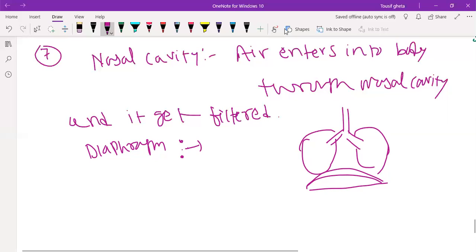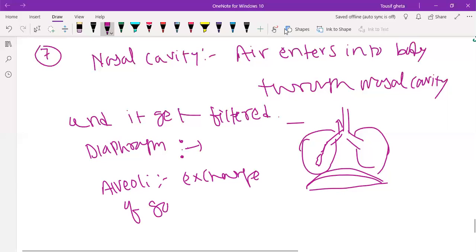Next is alveoli. Alveoli everyone knows, like in the lungs, this is bronchi. Here bronchioles are there and this is alveoli, a balloon-like structure, where the exchange of gases takes place with the blood. Air is stored in the alveoli and helps in exchange of gases with the blood. This is the answer.